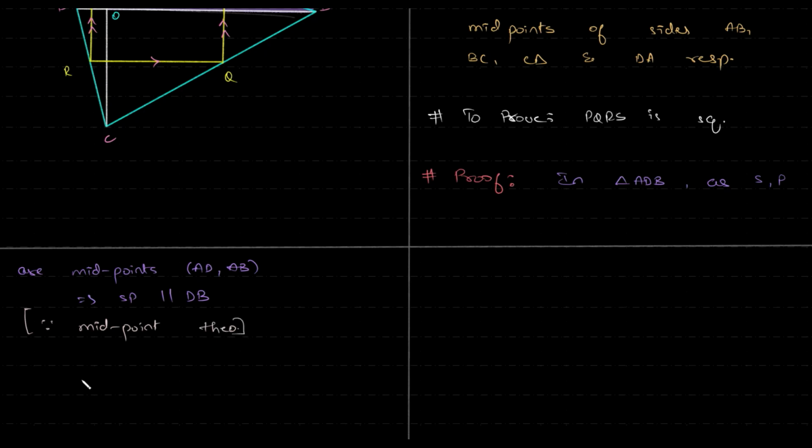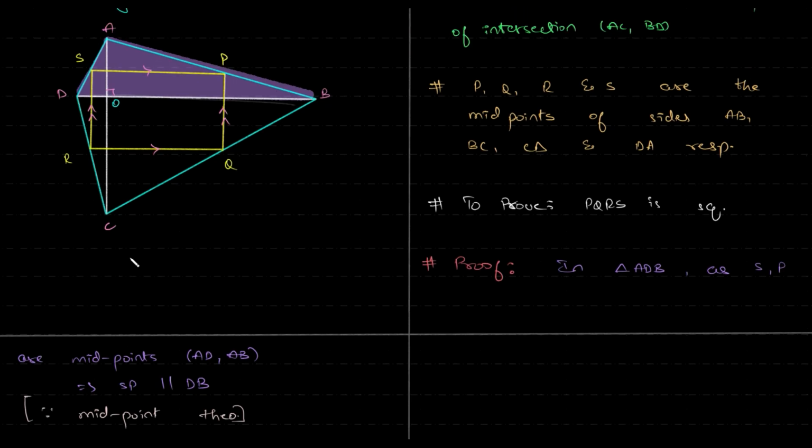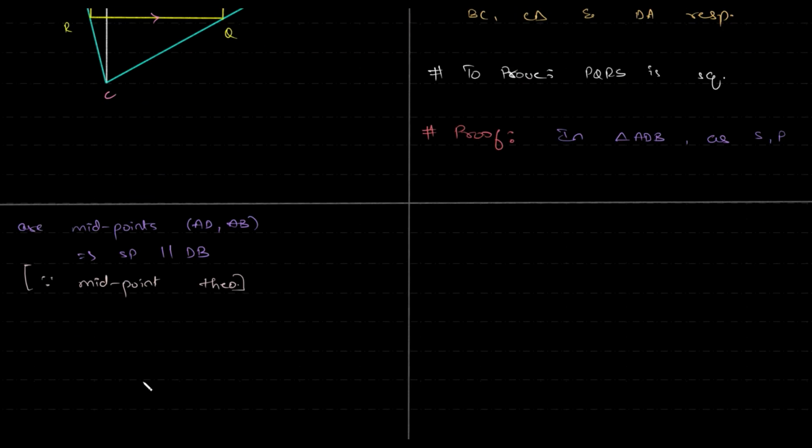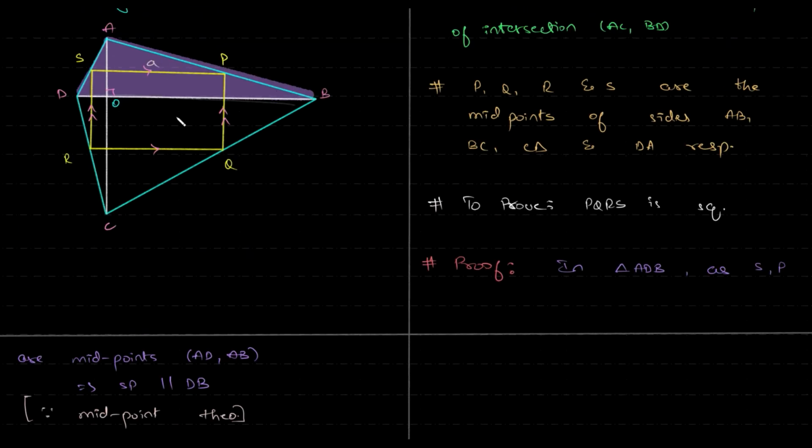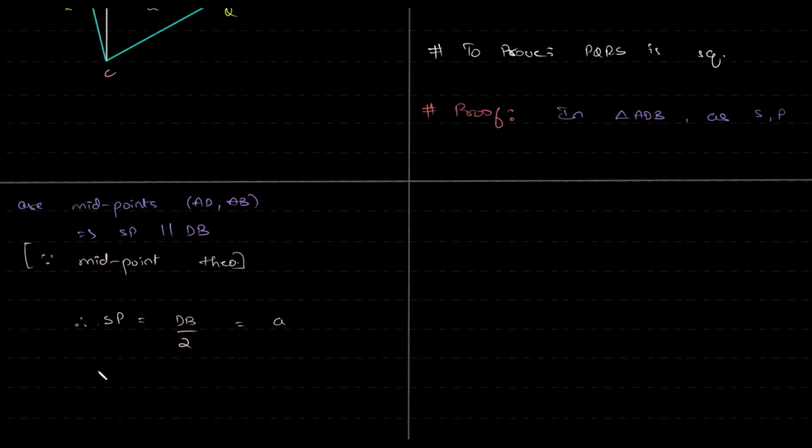So we also can tell that SP is half of DB. Therefore, SP is half of DB and DB is 2A, so this will be A. So we just proved that this length is A, this length will also be A, and this length will be A, and this length will be A. So as and when we write, you will see that, and that's what we need to conclude.